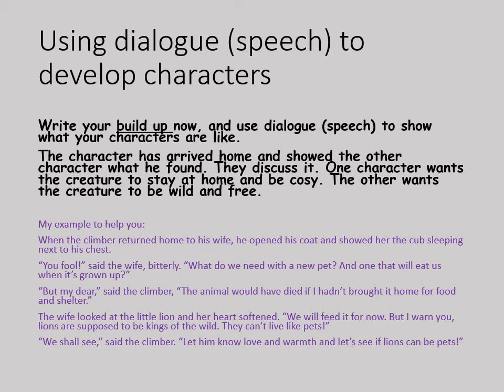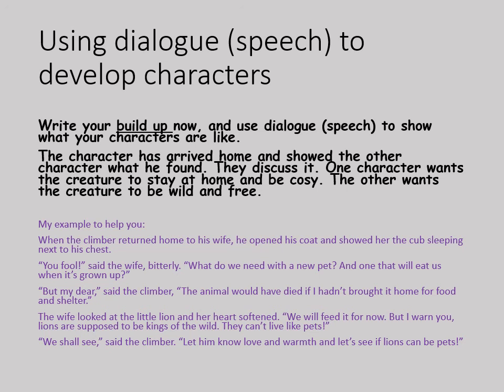So in this bit, the character has arrived home and showed the other character what he found. They discuss it. That could be quite a big argument, or it could just be a bit of a fierce discussion. One character wants the creature to stay at home and be cozy like a pet. The other wants the creature to be wild and free, or in the case of the child, reach its potential. I've put my example in again to help you. It's there at the bottom of the page, but please don't copy it.